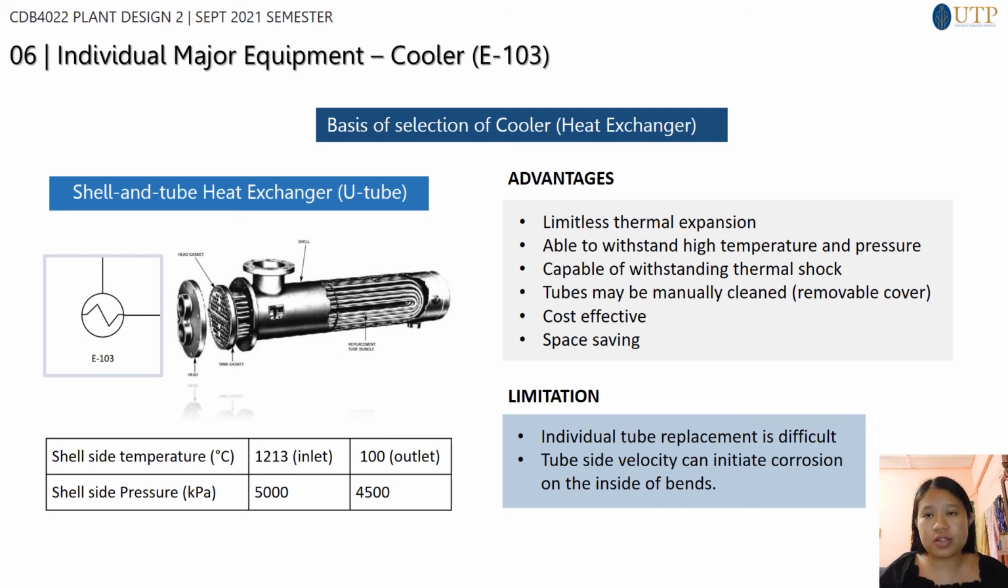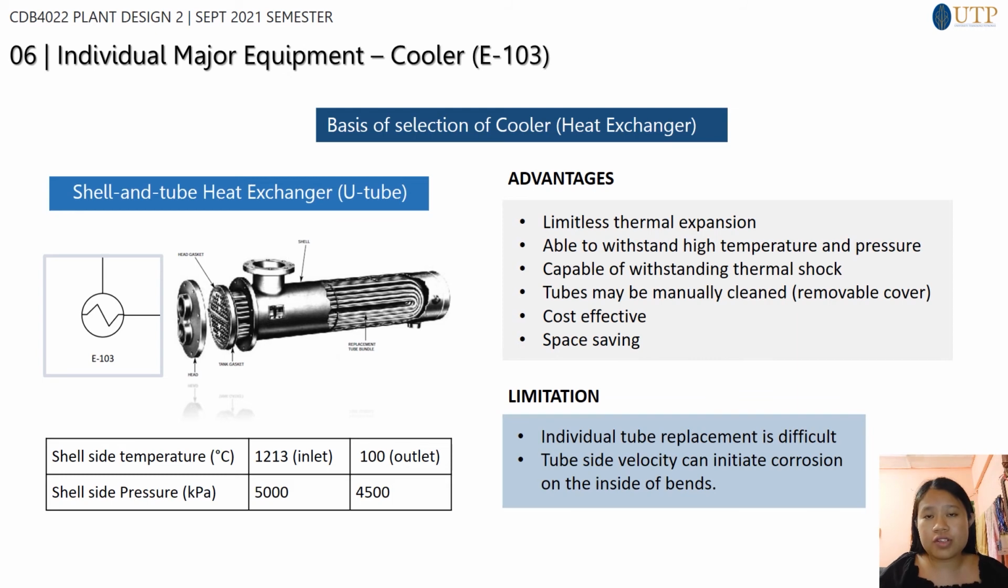The type of shell and tube heat exchanger chosen was U-tube type. This is because U-tube heat exchanger has limitless thermal expansion, able to withstand high temperature and pressure, capable of withstanding thermal shock. Tubes also may be manually cleaned with removable cover as head. Besides, it is cost-effective as U-tube is the least expensive compared to other types of heat exchangers. It is also space-saving due to its bent individual tubes.